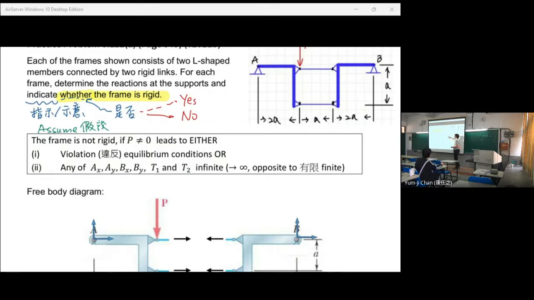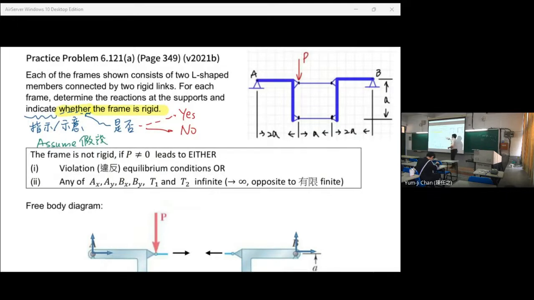Okay, if this frame is not rigid and P is not equal to 0, it will lead to Fx or Fy always not equal to 0. Or that any of these support forces at A or at B or these two tensions become infinite. Okay, it's okay.